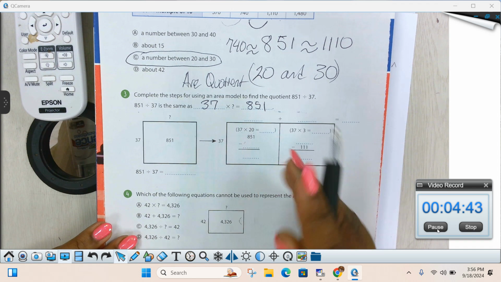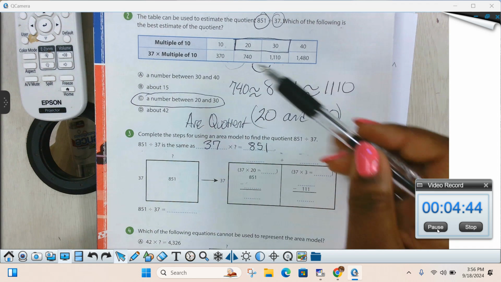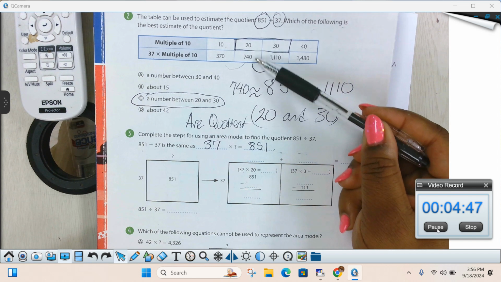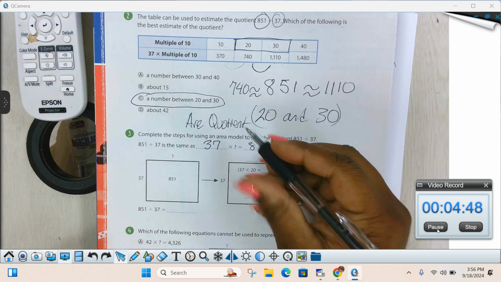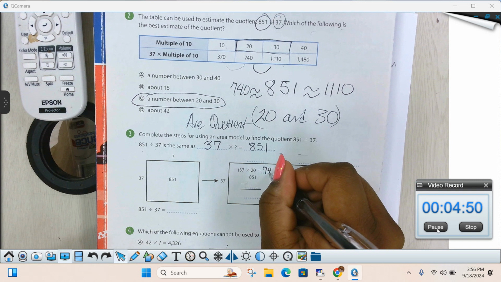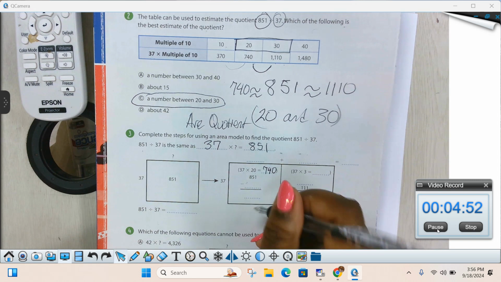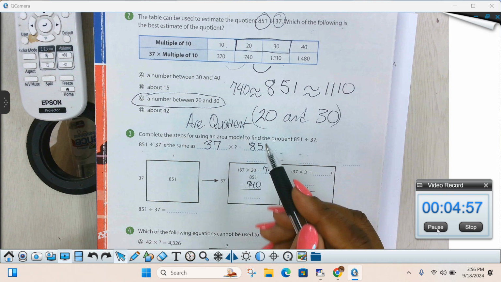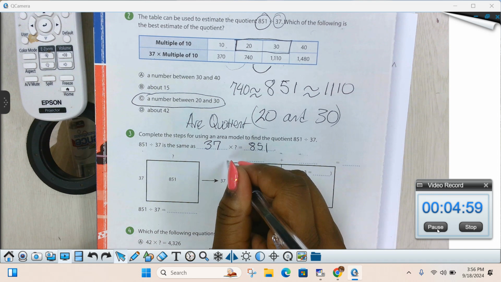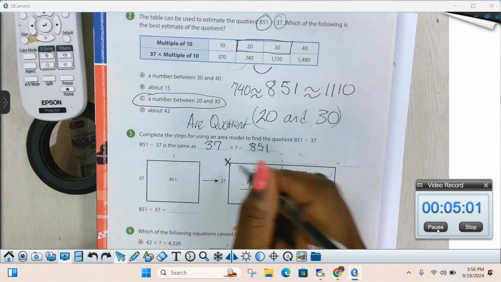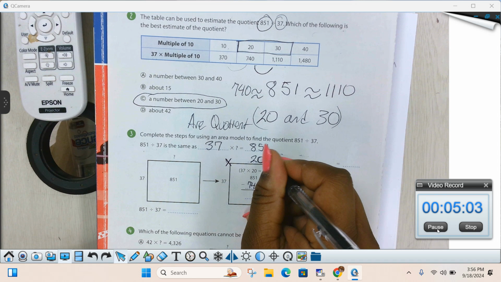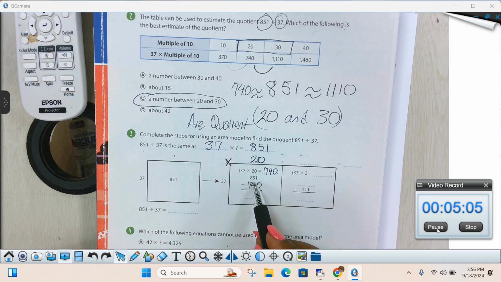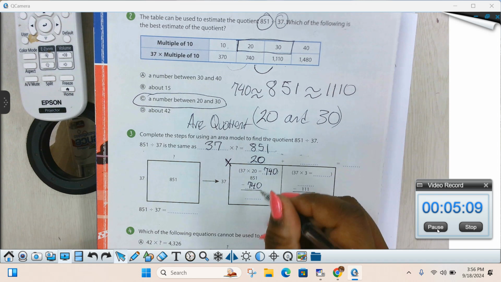What is 37 times 20? So if you guys don't remember, we can go back up here. What was 37 times 20? 740. You guys are some brainiacs. So I'm going to subtract from 740. And remember, the number at the top is the number that I multiply by. So 37 times 20. So now I do 851 minus 740.